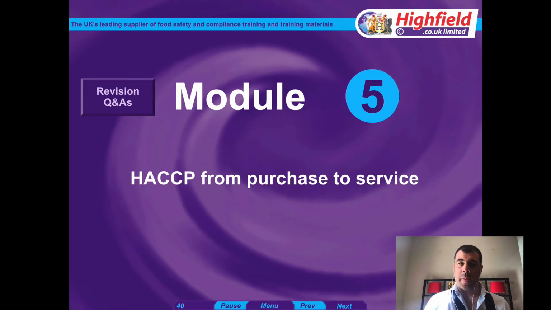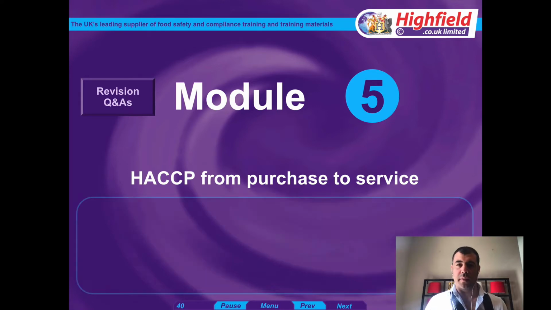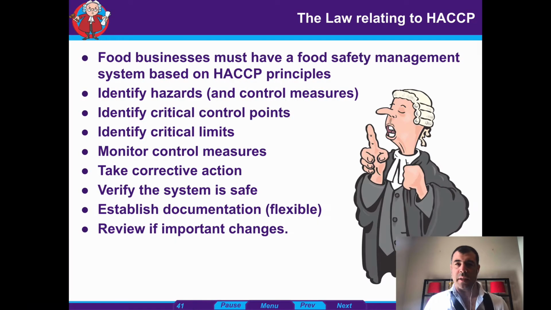Module 5, HACCP, from purchase to service. So HACCP stands for Hazard Analysis Critical Control Point. This was initially developed by NASA in order to serve safe food to the astronauts. And this is now a food safety legislation that we need to use. So this is really, really important, and this is actually the biggest chunk of the course.